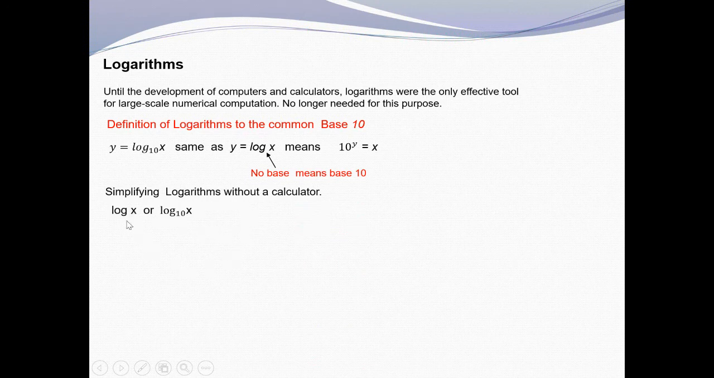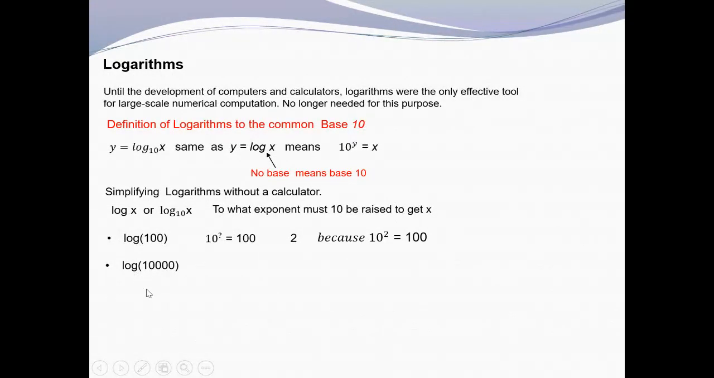Simplifying without a calculator. Right? These two are the same, right? Log and no base is base 10. This is how you read it: to what exponent must 10 be raised to get x? For example, here, to what power must 10 be raised to get 100? That's how you read this here. So it's going to be 2, because 10 squared will give me 100.